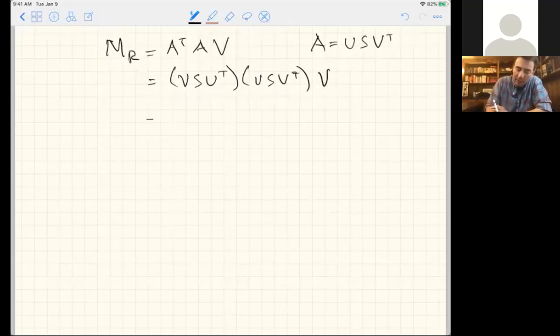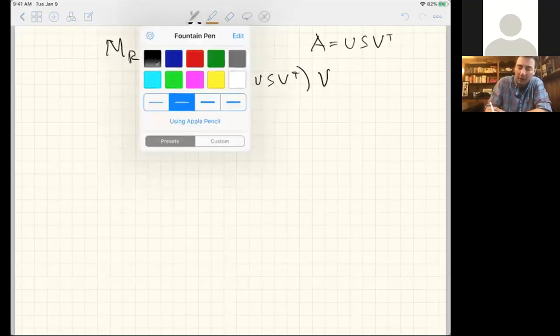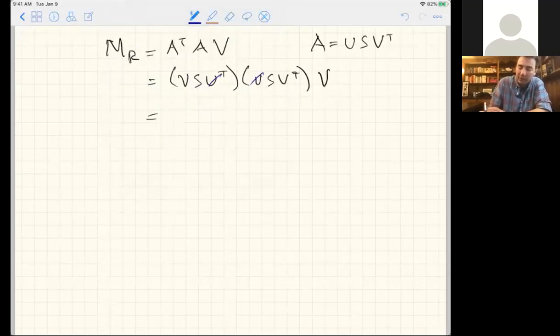And what happens here? Well, U transpose U, these are orthogonal matrices, so these are going to cancel out. And V transpose V are also full rank orthogonal matrices, so multiplying them together gives me the identity matrix. So what I'm going to get left is V S squared.